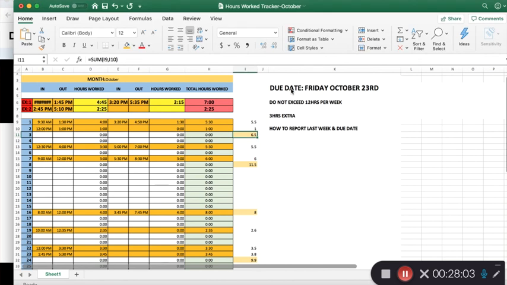And remember that your timesheet is due October 23rd, which means I should be receiving yours and your faculty's approval by this day. And you will get instructions on the due date for the timesheet in another email as well.